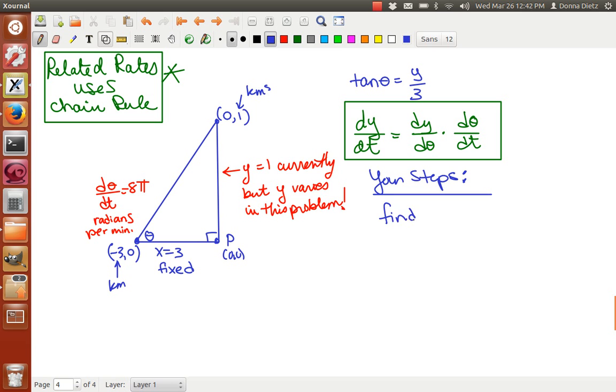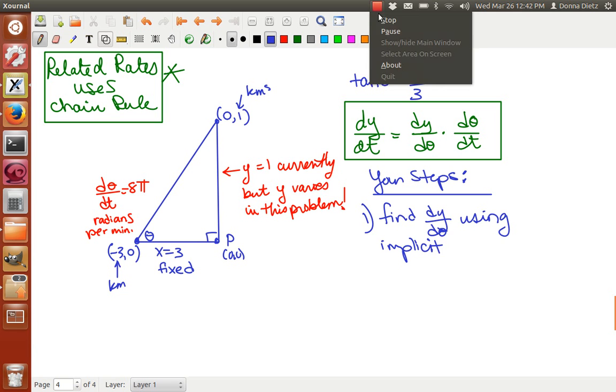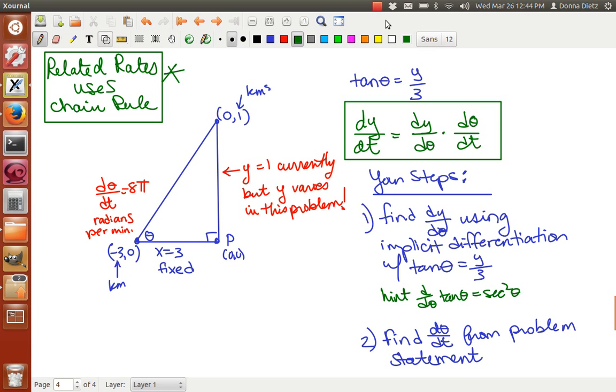Find dy d theta using implicit differentiation. I'll pause this while I'm making your list. So you want to find dy d theta using implicit differentiation, and I'll let you do that yourself. You do that on the function tan theta equals y over 3. My hint is the derivative of tangent is secant squared. The second thing you need to do is find d theta dt from the problem statement. We actually already calculated that over here, but pretend like I didn't tell you that and you figured that out yourself. Then you just put all the pieces back in, and it should work out for you. Okay, good luck.